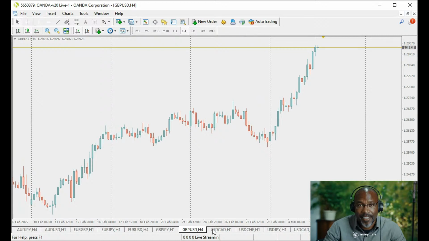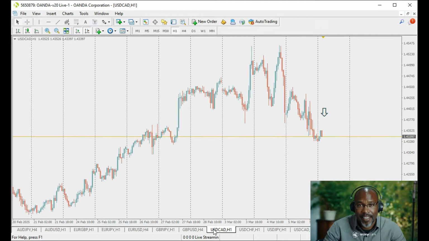For short positions, I will be looking to sell the US dollar Canadian dollar. That's after I observe them coming out of significant pullbacks and I get, what is the word I want to use? Not validation, but confirmation from the corresponding trigger signals.